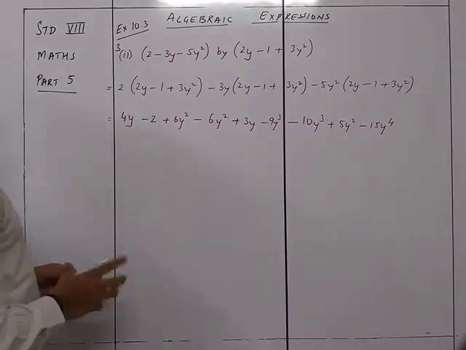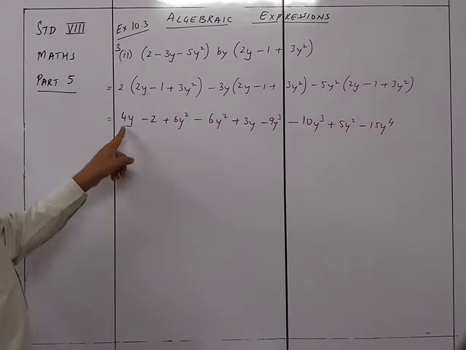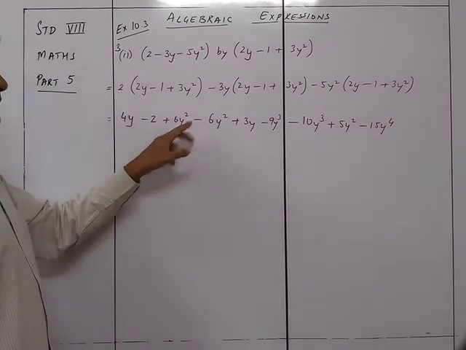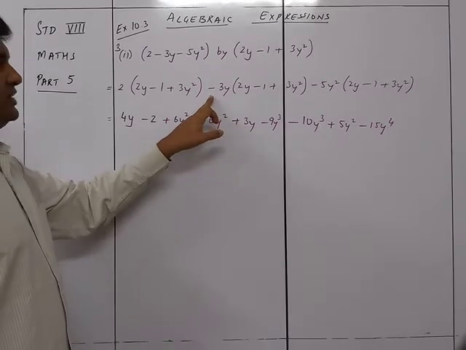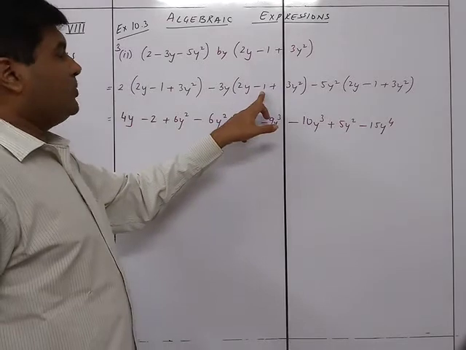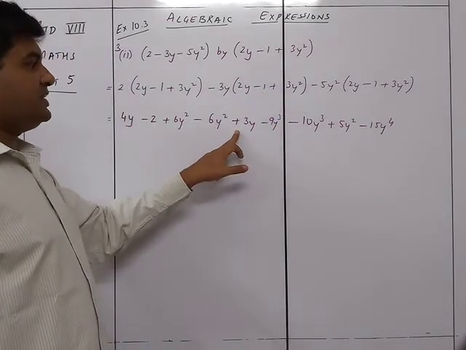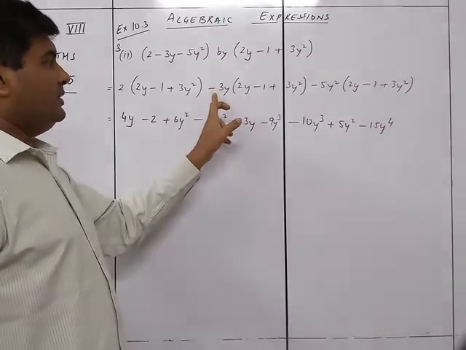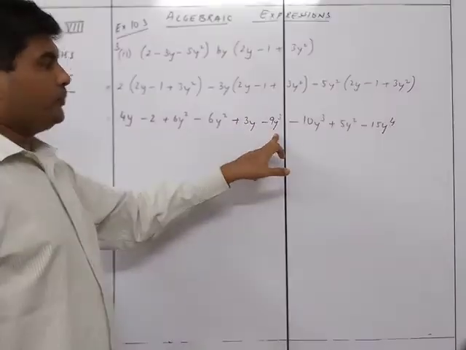Hope you understood the step. It's simple. 2 into 2y is 4y, 2 into minus 1 is minus 2, 2 into 3y is 6y square. 3 2s are 6, minus 3 into 2 is minus 6, y into y is y square. Minus 3 into minus 1 is plus 3y. Minus 3 into 3 is minus 9, and y into y square is y cube.